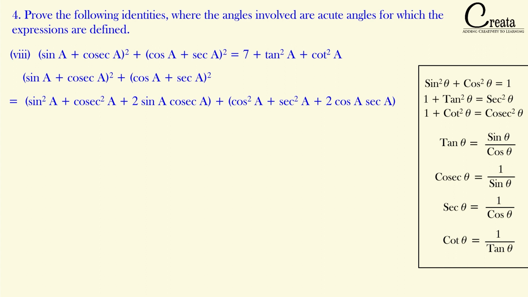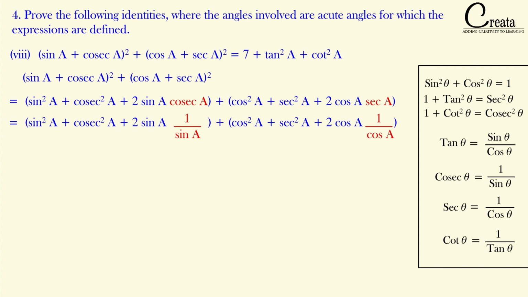Here we can replace cosec A with 1 upon sin A and also sec A with 1 upon cos A. Got it? Cosec is the reciprocal of sin and sec is the reciprocal of cos. Here sin and sin will cancel out and cos will also cancel out with each other. So we got sin square A plus cosec square A plus 2 plus cos square A plus sec square A plus 2.